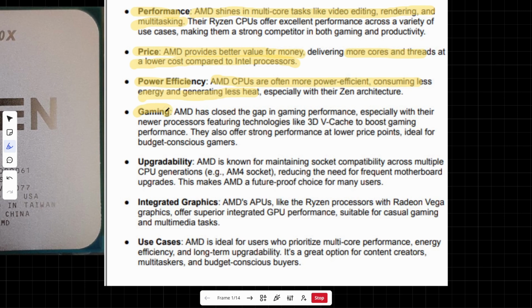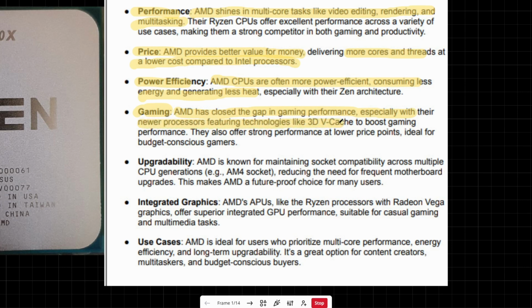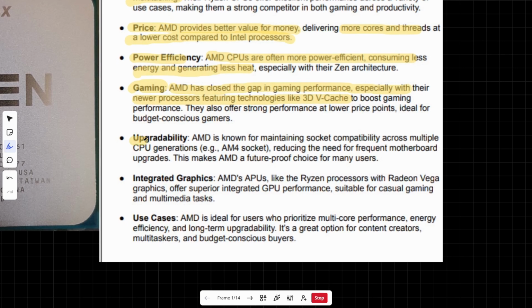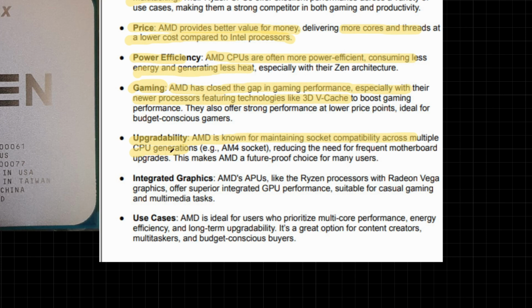If you are a gamer, you need to understand AMD has closed the gap in gaming performance, especially with their newer processors featuring technologies like 3D V-Cache. We don't really need to know what that is at this point. It boosts gaming performance. It's also known for maintaining socket compatibility across multiple CPU generations. That's key, okay? Across multiple generations, the sockets remain usable.